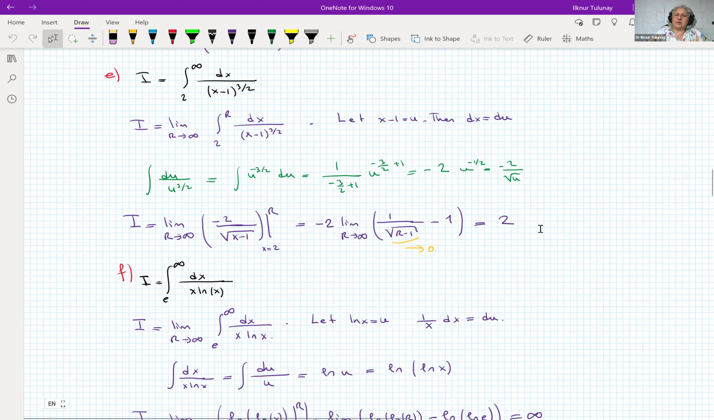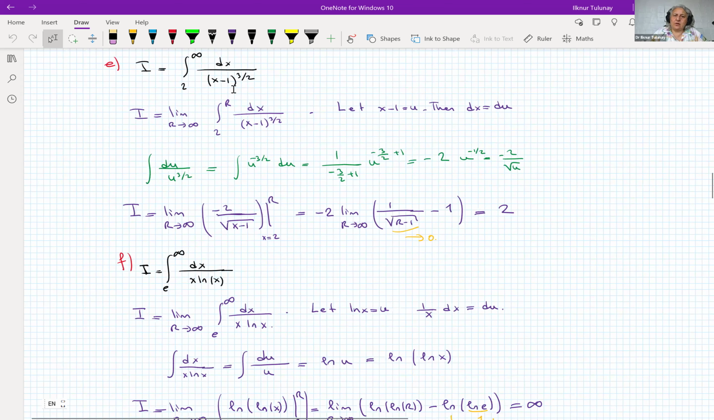Okay, this is the E part of this question. In order to be able to view this improper integral, this is the limit as r goes to infinity, and x minus 1 is here. We want to change the variable: x minus 1 is equal to u, so dx is du. So the integral itself, let's handle it separately. That's du over u to the 3 over 2, u to the minus 3 over 2.